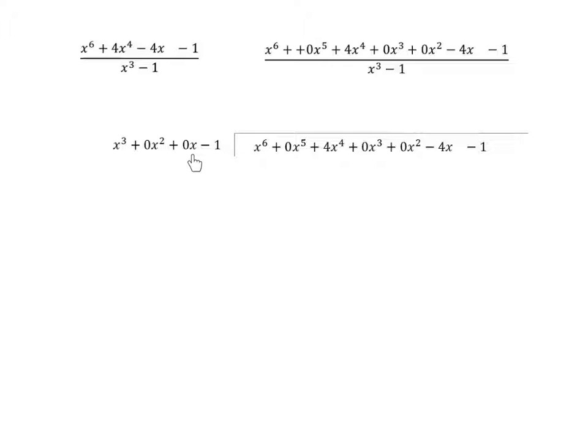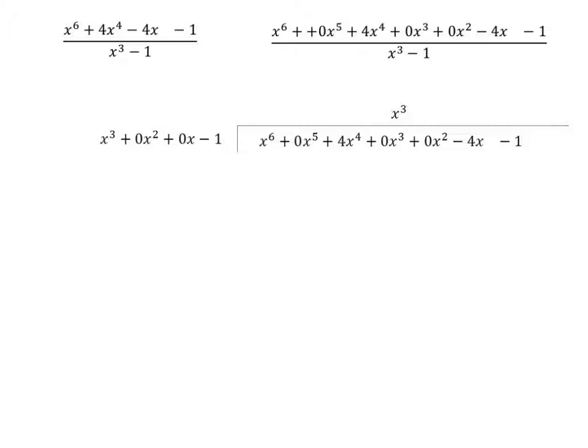So our first job is to divide the first term x to the sixth by the first term in the divisor x to the third. X to the sixth divided by x to the third. Remember that whenever we divide exponents, we're actually subtracting the exponent, like 6 minus 3. So the answer will be x to the third.